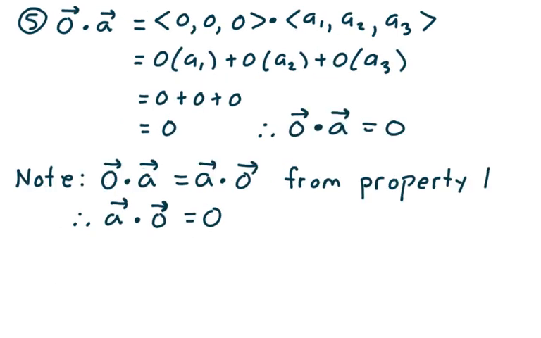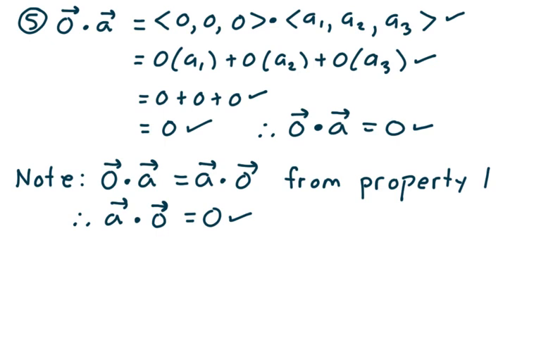Property 5: if I take the vector 0 and dot it with A, I get the vector 0, 0, 0 dotted with A1, A2, A3. That's right here, where I have a check mark. But by the definition of the dot product, I get 0 times A1 plus 0 times A2 plus 0 times A3. But this is equal to 0 plus 0 plus 0, which is equal to 0. So 0 dotted with A is equal to 0. Now remember from property 1 that 0 dot A equals A dot 0. So we have vectors that commute, right? And so that will verify that A dot 0 is also equal to 0. So we have that automatically.